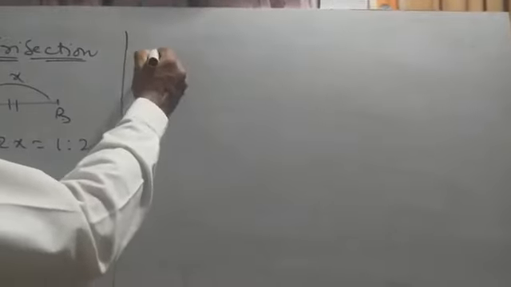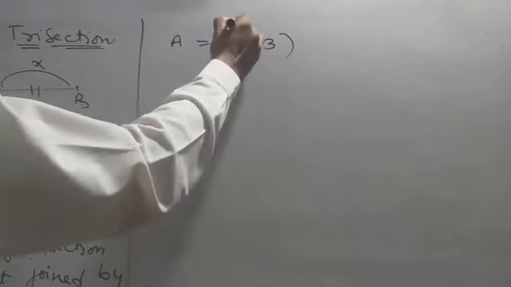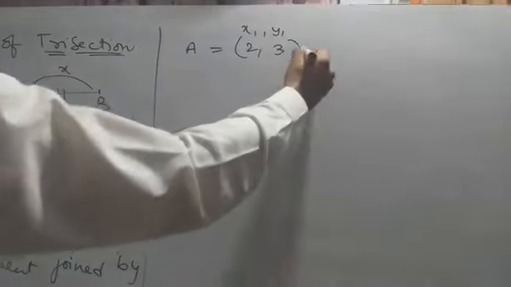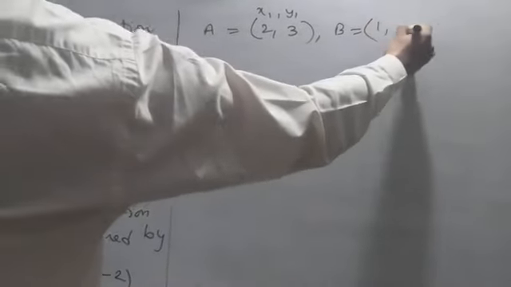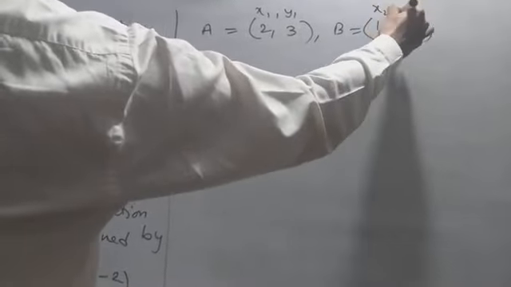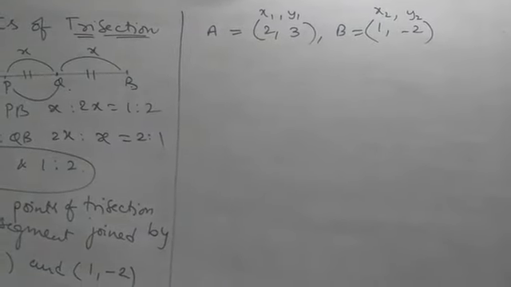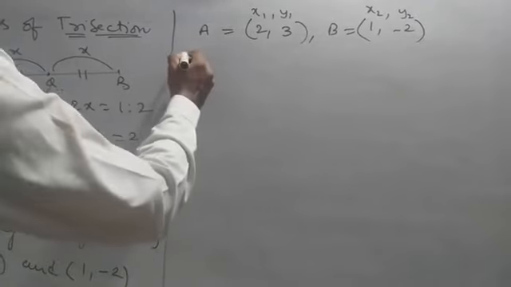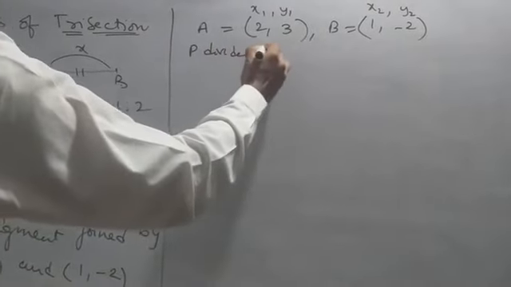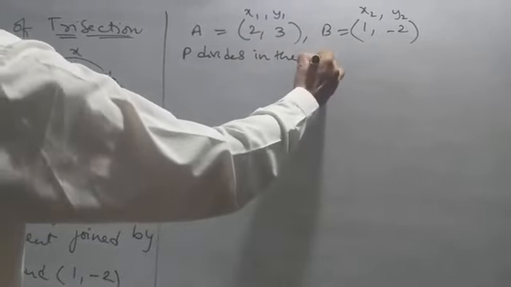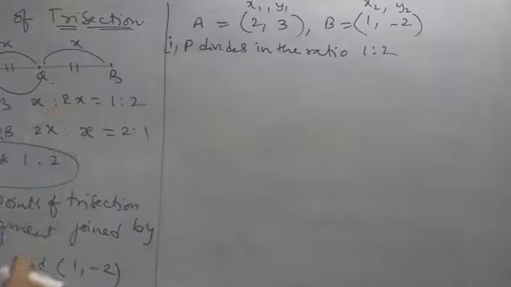So let A equal to (2, 3), consider this as x1, y1, and B equal to (1, -2), this is x2, y2. Now you need to check with two cases. First case: P divides AB in the ratio 1:2.